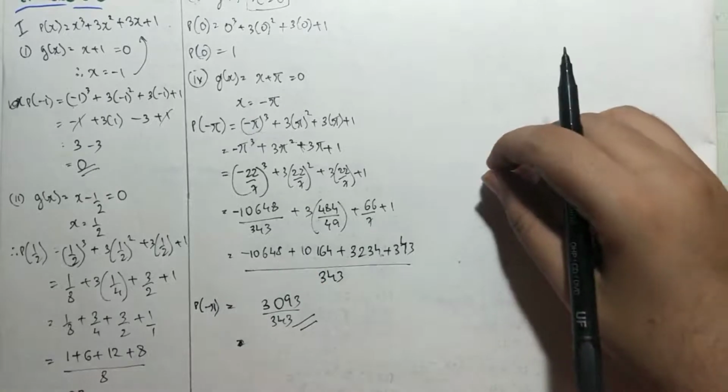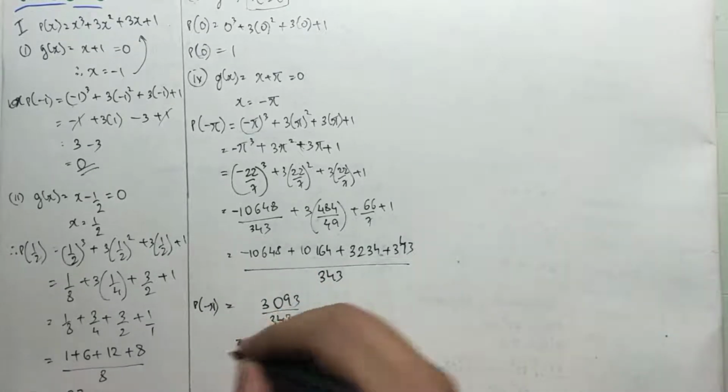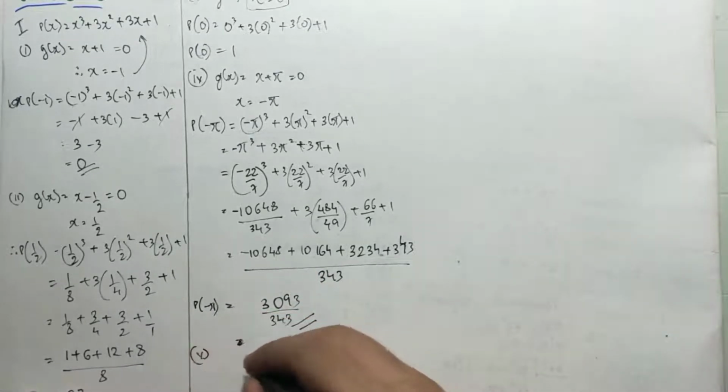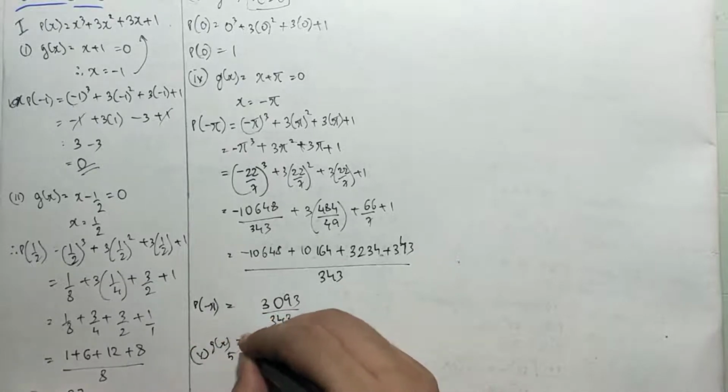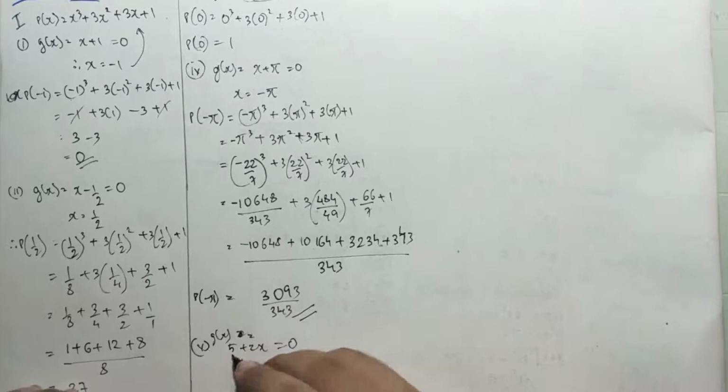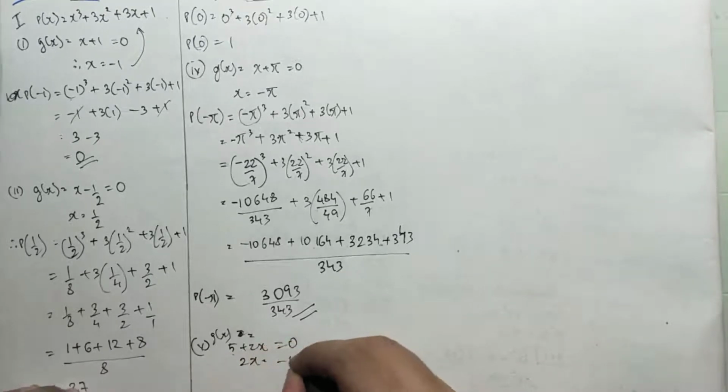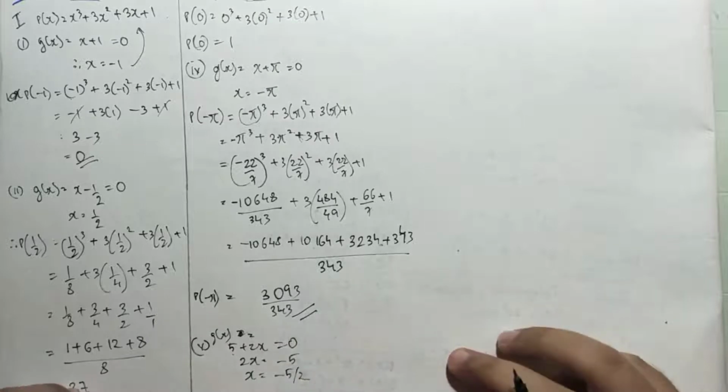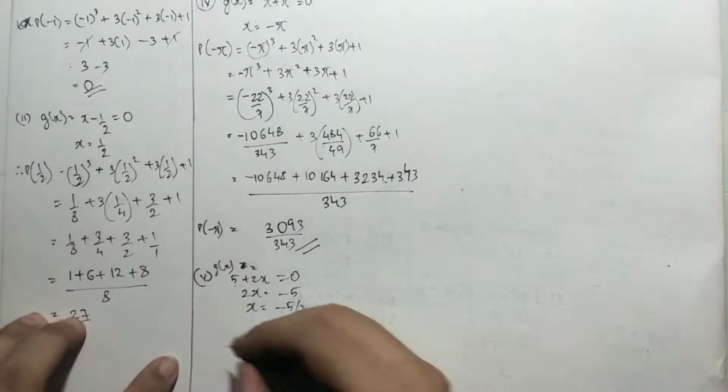Let us move to the fifth question. Fifth question is 5 plus 2x. This is our g of x. Equate it to 0. This 5 will go on that side. So 2x will be equals to minus 5. X will be minus 5 by 2.